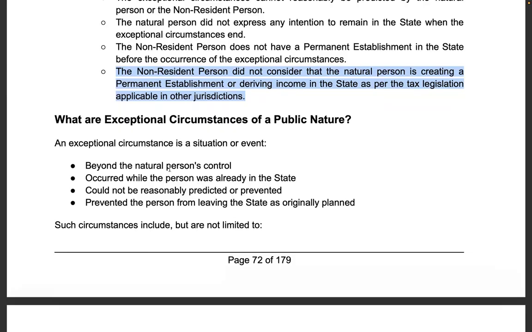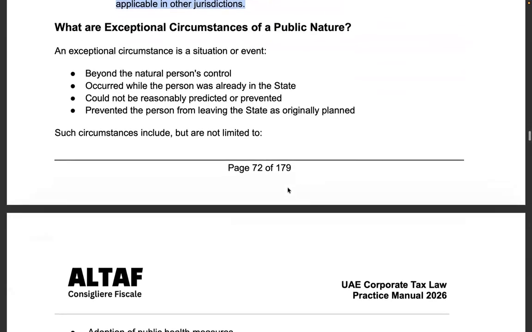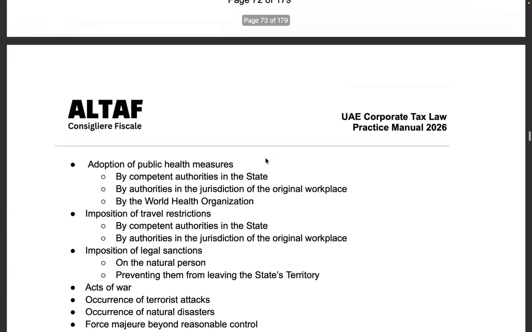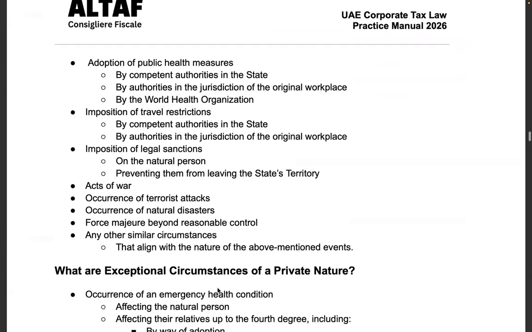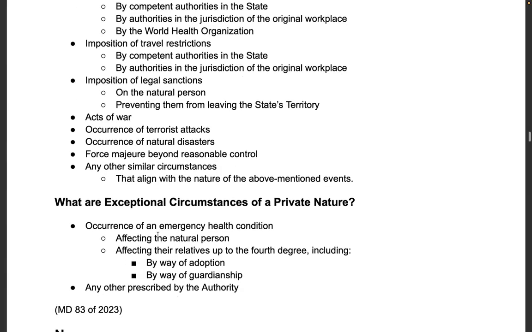So if these are the indicators, these are the litmus tests, then it will be considered as circumstances of public nature. Such circumstances include, but are not limited to, so many different examples. Adoption of public health measures, some outbreak or whatever. Travel restrictions were there. Legal sanctions were there on the natural person, preventing them from leaving the state territory because of certain violations maybe. Act of war, occurrence of a terrorist attack, natural disaster, force majeure, any other circumstances which are beyond the control, any other similar circumstances. So all of these can be public nature.